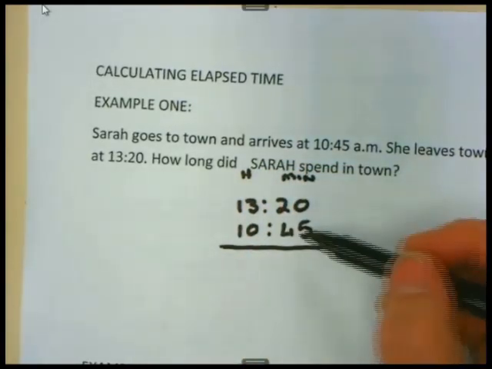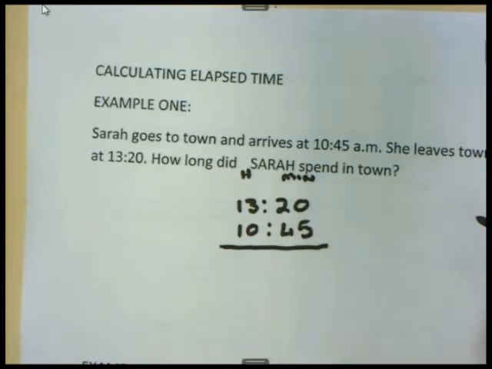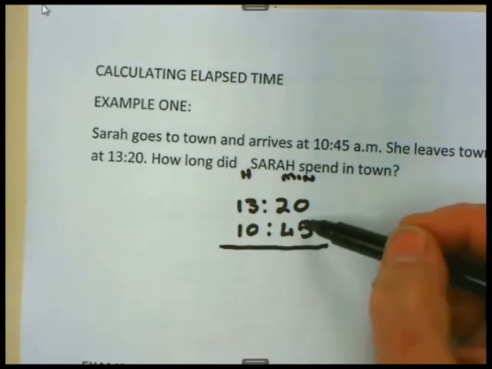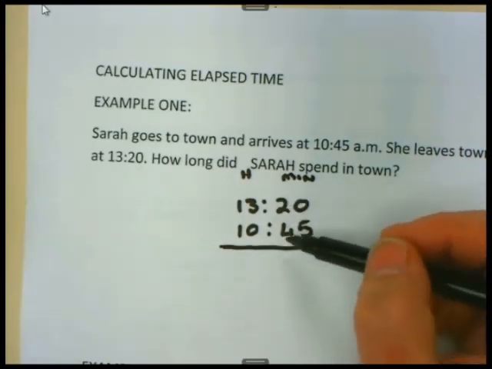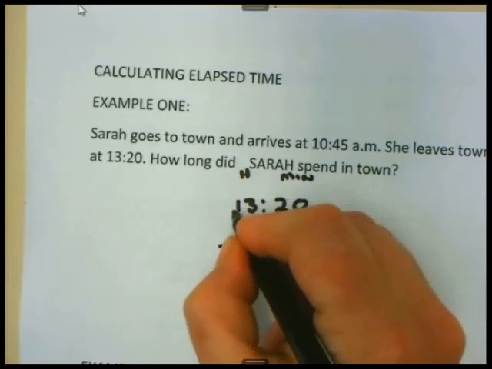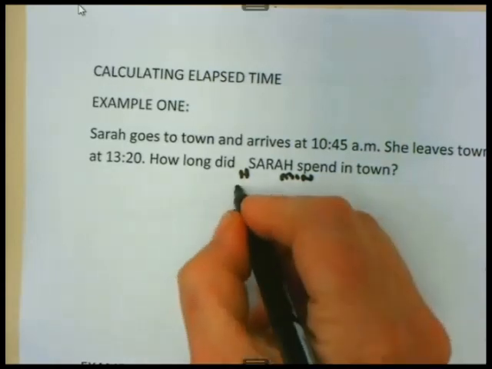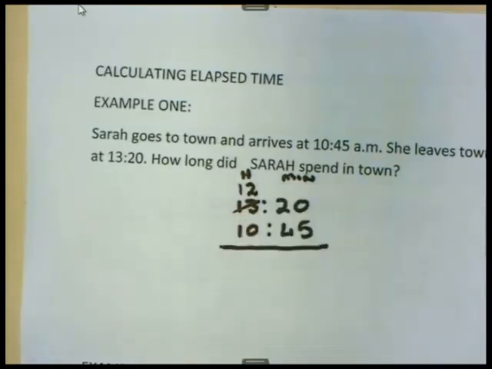If I want to subtract the 5 from the 0, I'm not able to do that. I can go and borrow maybe 1 there, but then 45 cannot be subtracted from 20. So what do we do in this case? We are going to borrow here from the hours. We are going to borrow 1 hour so that this will become 12 hours.